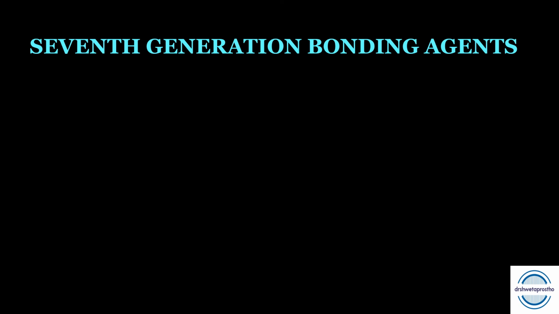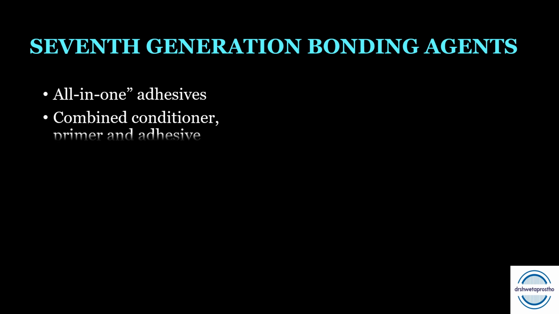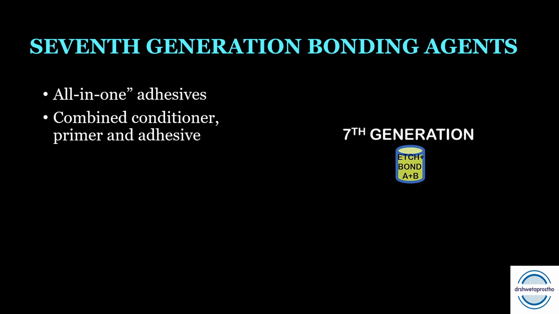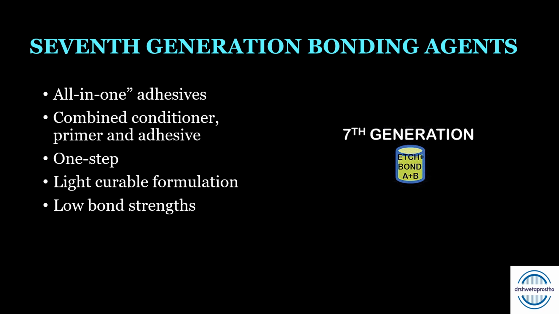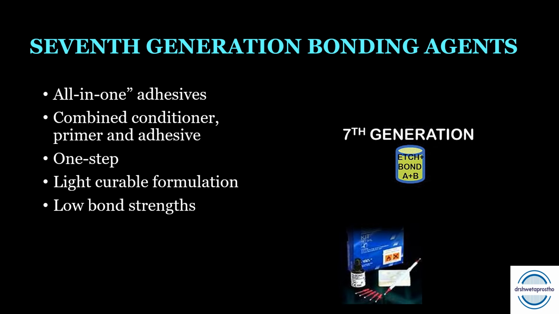Next is the seventh generation bonding agent. It is the all-in-one adhesive. It has further simplified the sixth generation. In the sixth, there were two steps, but in this, they have combined the conditioner, primer, and the adhesive all in one bottle. Okay, so there is no etching, no rinsing required. It is a one-step procedure and it is a light cured formulation. Okay, but though again it has simplified the technique, it has reduced the number of clinical steps, but it has also lowered down the bond strength.